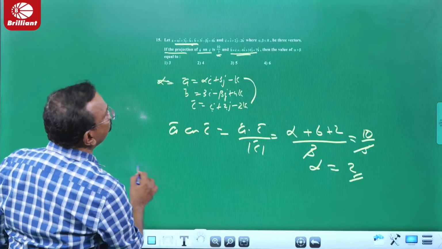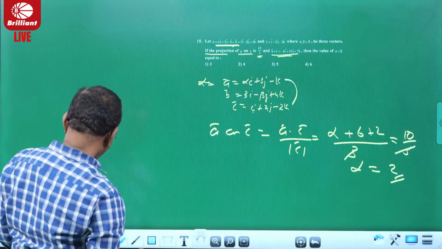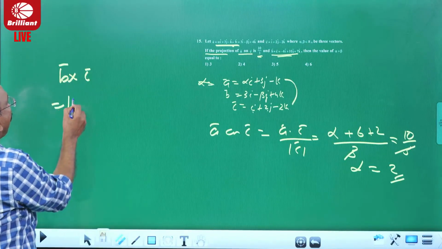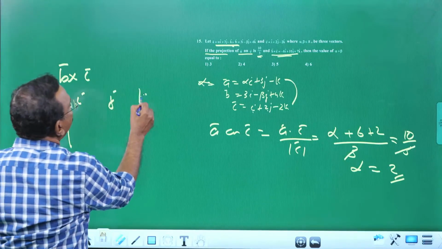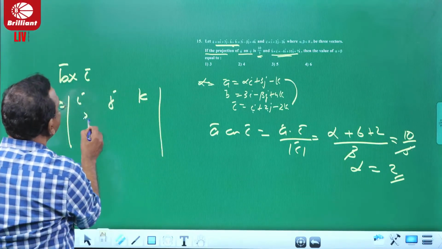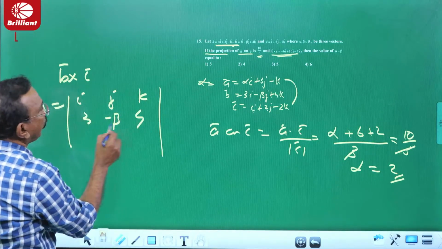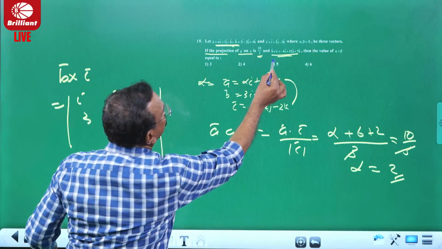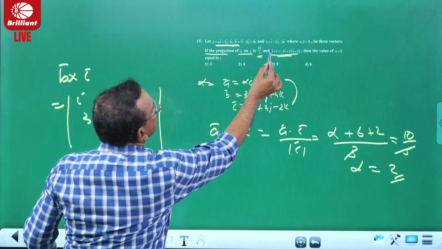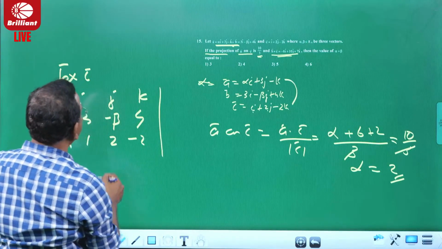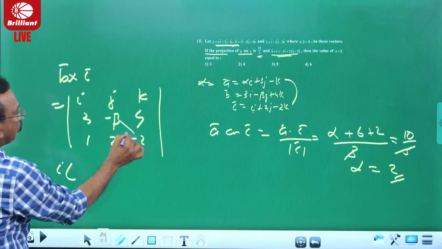Now at the same time, you can see B cross C. What is B cross C? B bar cross C bar we can find with i, j, k. B is given as 3, minus beta, and 4. And C is given as 1, 2, minus 2. So we can expand the expression in the form i into this, to be what?